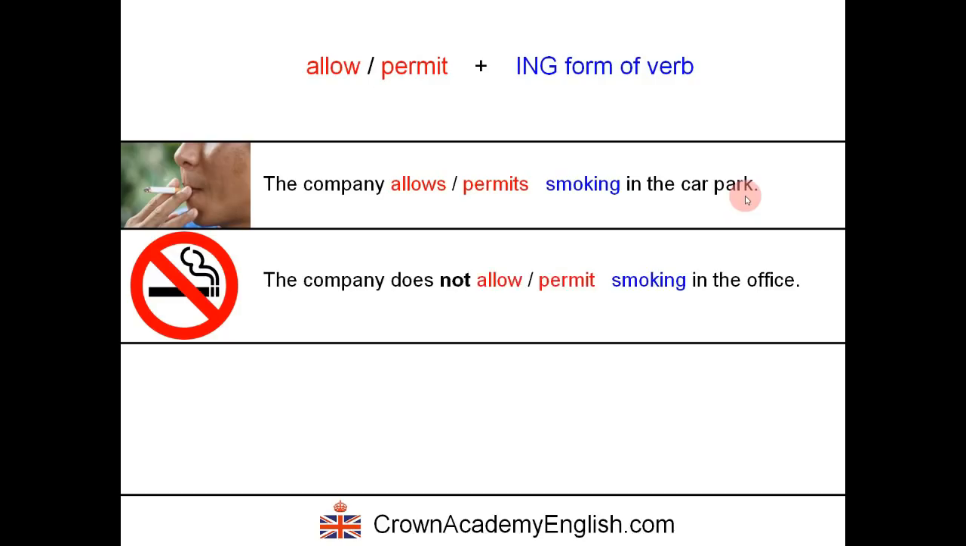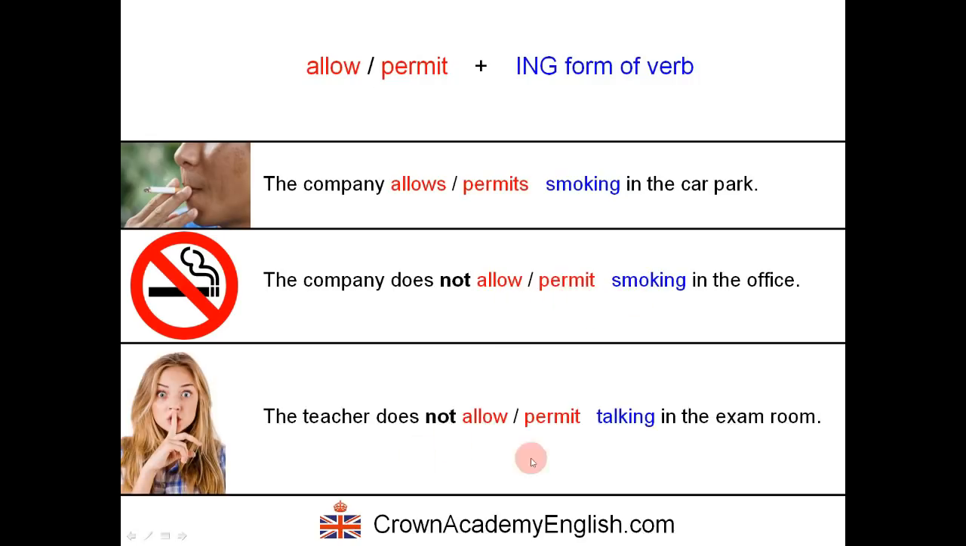In the negative, the company does not allow smoking in the office, or the company does not permit smoking in the office. Okay, so both of these are okay. So, okay. The teacher does not allow talking in the exam room, or the teacher does not permit talking in the exam room. Okay, so we have permit or allow followed by the ing form of the verb. Okay.